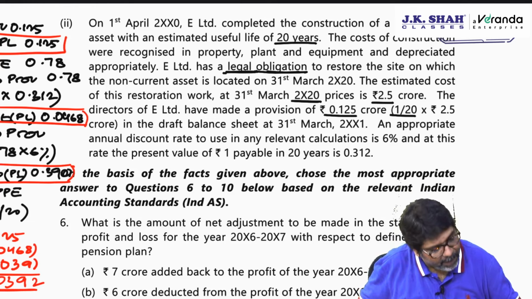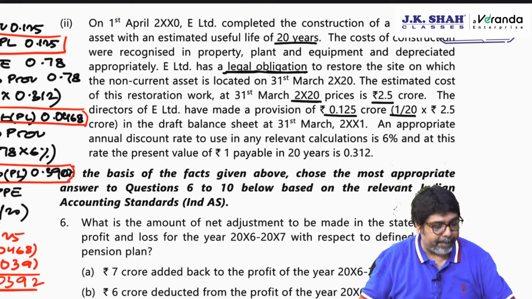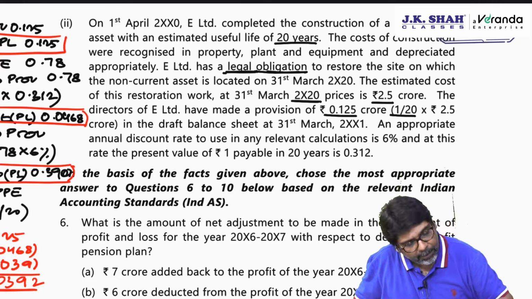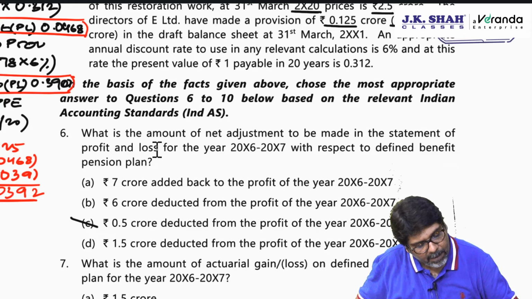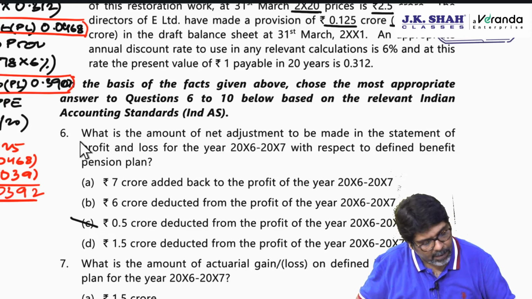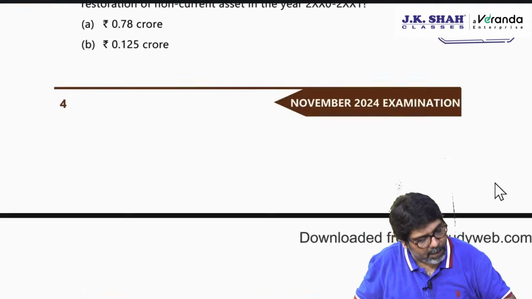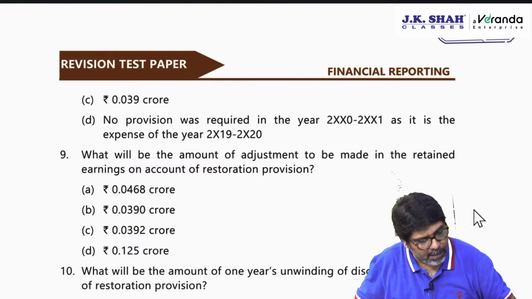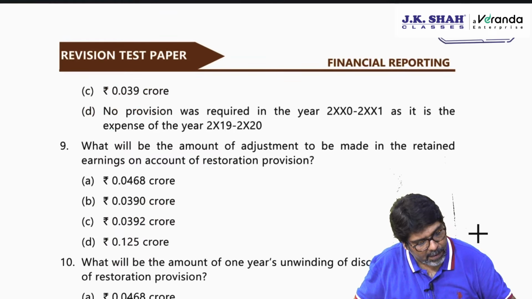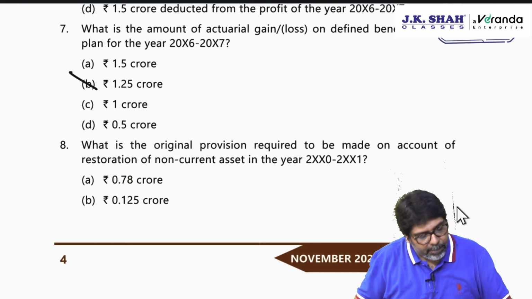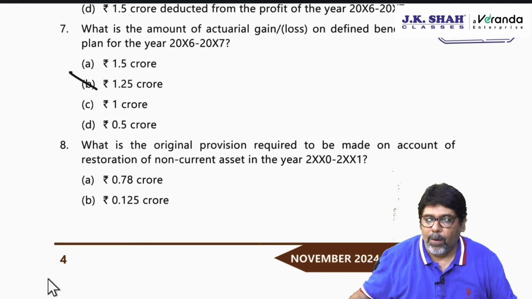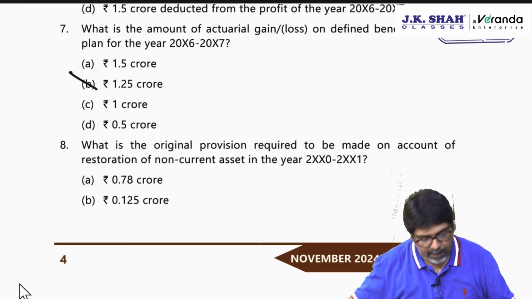0.0392 positive. That means it will come in P&L credit. Now, what is the net adjustment to be made in statement of profit and loss account? For this we have done 6, 7. What is the original provision required? Original provision required is 0.78.